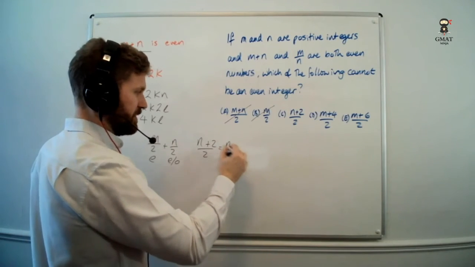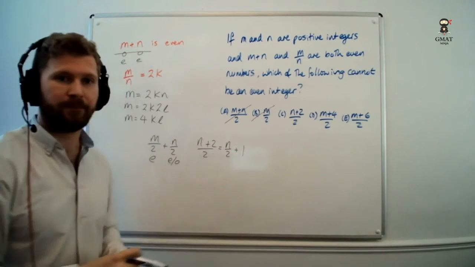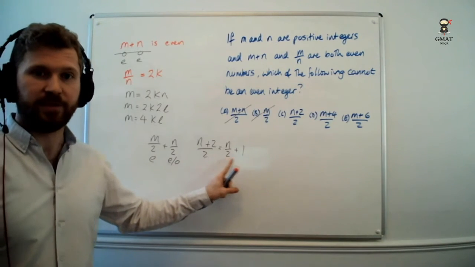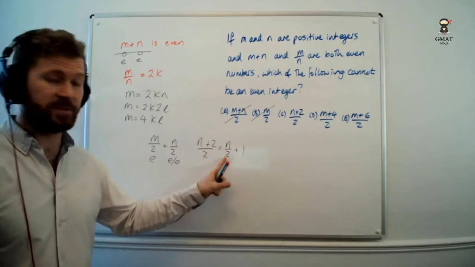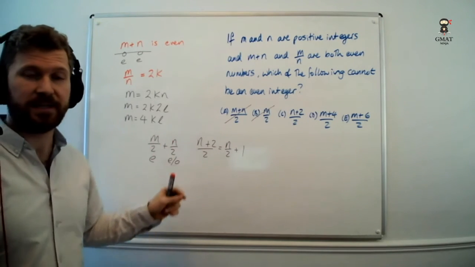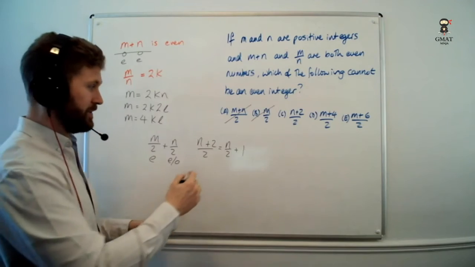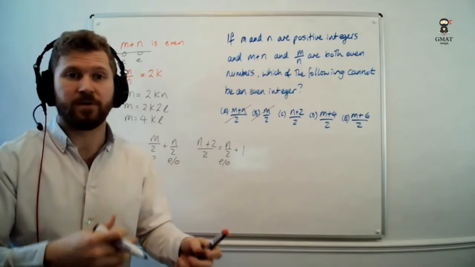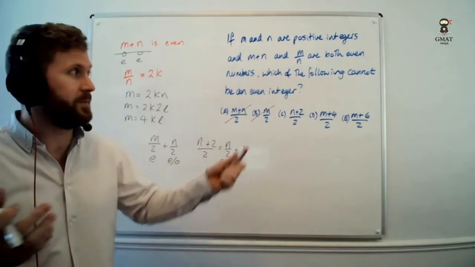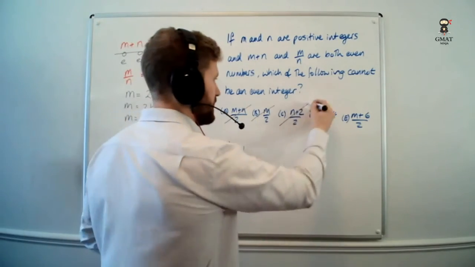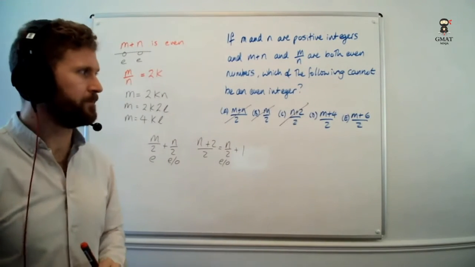N over 2 plus 2 divided by 2 would be 1. So if n over 2 is even, then the even number plus 1 would be odd. If n over 2 is odd, then plus 1 would be even. As we said when we looked today, I can't tell one way or the other. N over 2 could be even or it could be odd. So adding 1 on, I could get an even number or I could get an odd number. So I can't say that C cannot be even. So it can't be C.